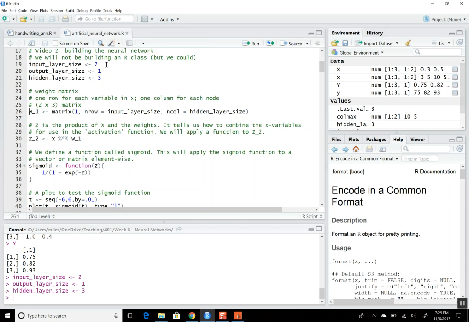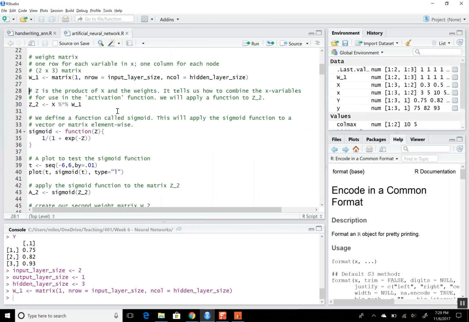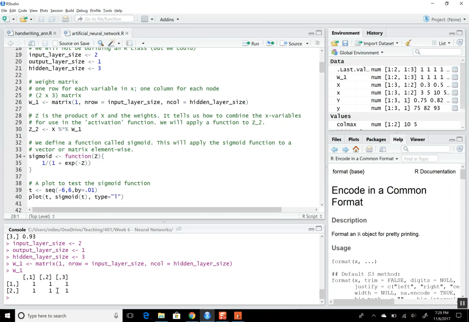W1 is our weight matrix. Here I'm just going to take the number 1 and have 2 rows, our input layer size, and 3 columns for our hidden layer size. So if we look at W1, I have a 2 by 3 weight matrix here.